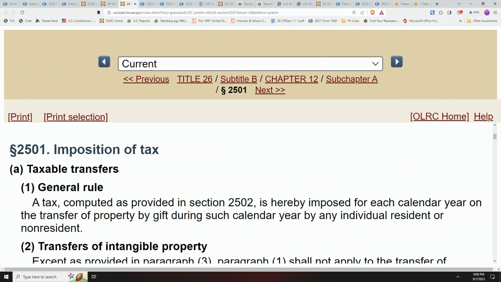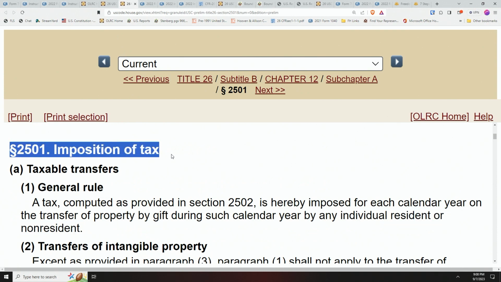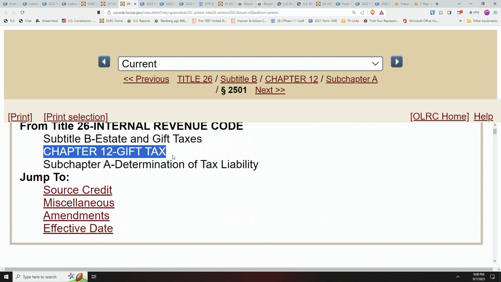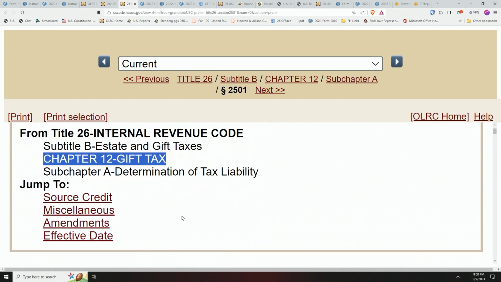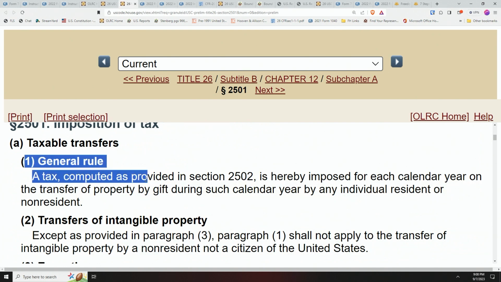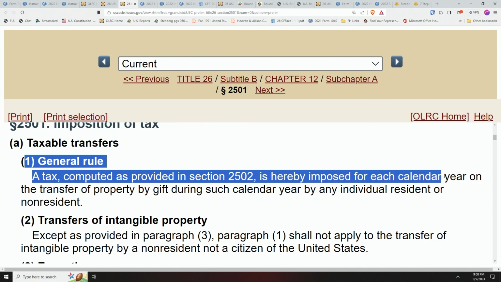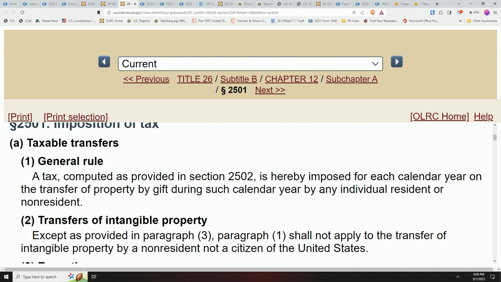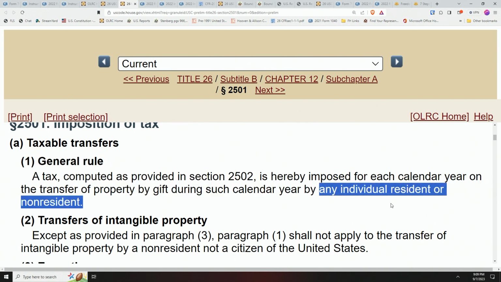And Section 2501, okay, this is on gift taxes, folks. Yes, Chapter 12 on gift tax. And here it tells us that a tax computed as provided in Section 2502 is hereby imposed for each calendar year on the transfer of property by gift during such calendar year by any individual resident or non-resident. Okay, well, guess what, folks?